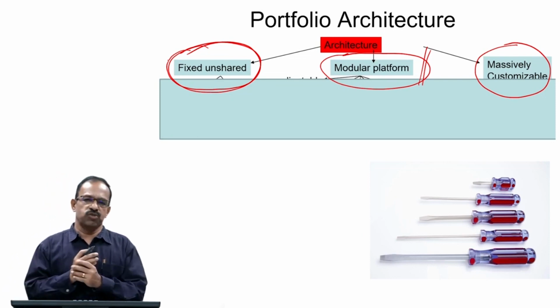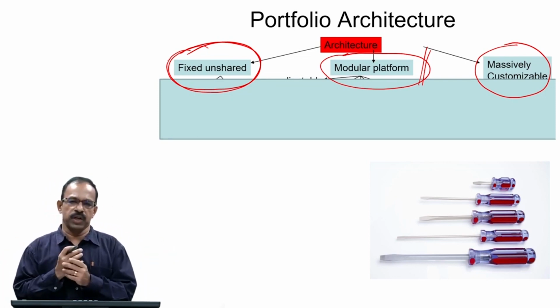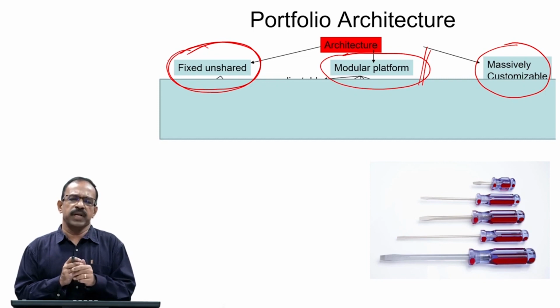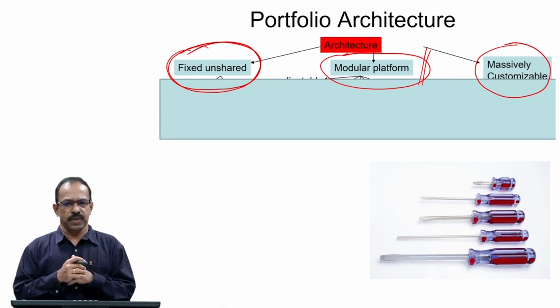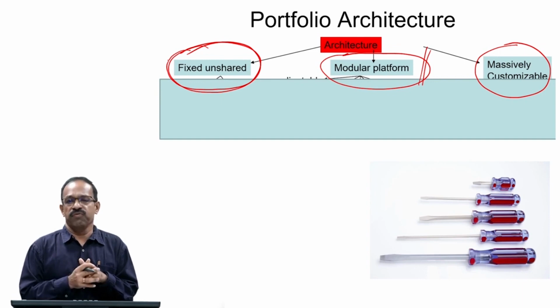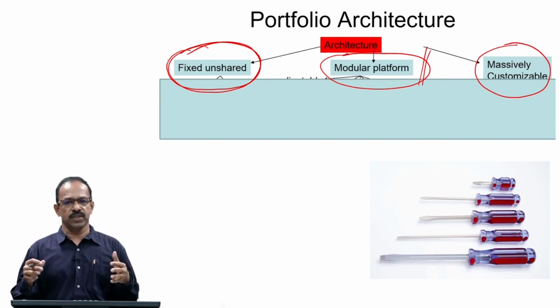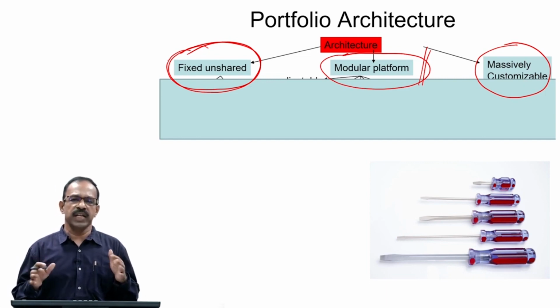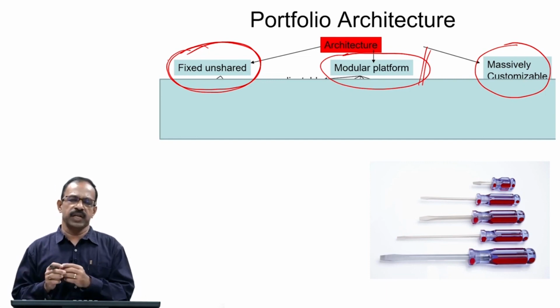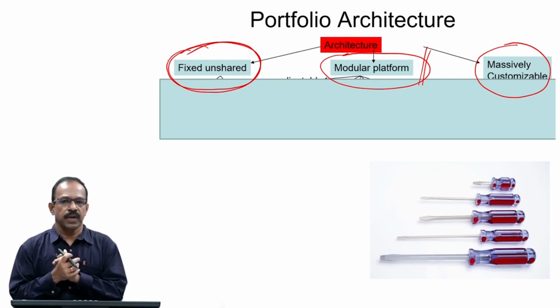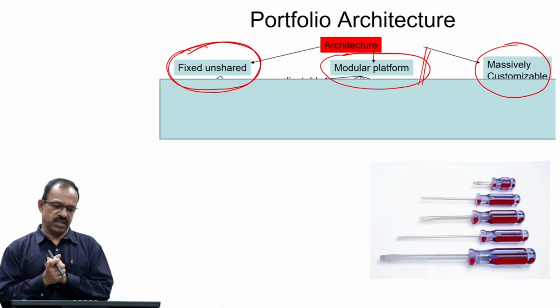So, if a company decides to make 5 products to bring to the market, and if they feel that okay, all these 5 can be offered in the market and there need not be anything sharing between these 5 products, that kind of architecture is known as a fixed unshared architecture. So, the family will be having many products, but these products will not be having anything in common. Each one will be independent, and it will be having its own components which is not shared with any other product within the family. That kind of an architecture is known as a fixed unshared architecture.